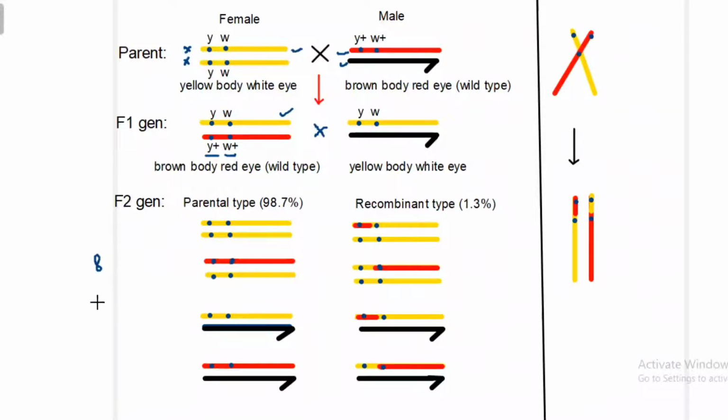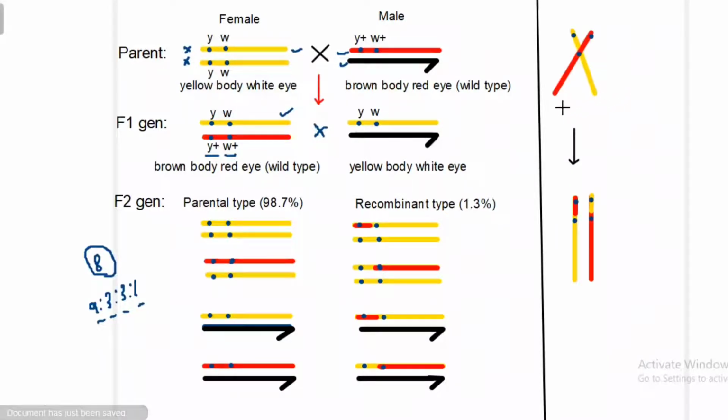But according to the law of independent assortment given by Mendel, the ratio should be 9:3:3:1, means 1, 2, 3, 4. 4 different types of individuals should be produced. 4 different types of offspring should be produced. But here we are seeing that 8 different types of offsprings are produced. Now let's see what is the reason.